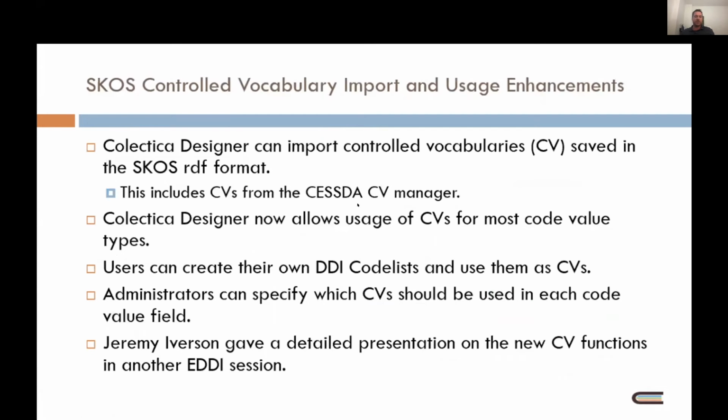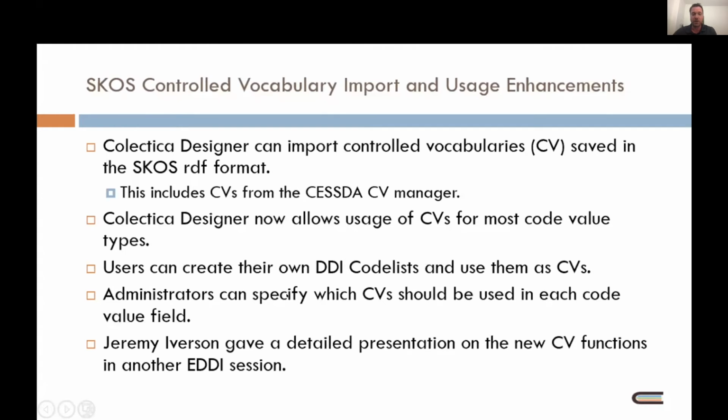The next feature in Colectica 6.2 that we'll talk about is SKOS controlled vocabulary import and usage enhancements. So Colectica Designer can now import controlled vocabularies, referred to as CVs sometimes, and they're saved in that SKOS RDF format that includes the CVs from the CESSDA CV Manager, if you're familiar with the CESSDA over in Europe. Colectica Designer now allows usage of those controlled vocabularies for most code value types, and users can create their own DDI code list and then use them as controlled vocabularies. So we'll show an example of that in the next slide too.